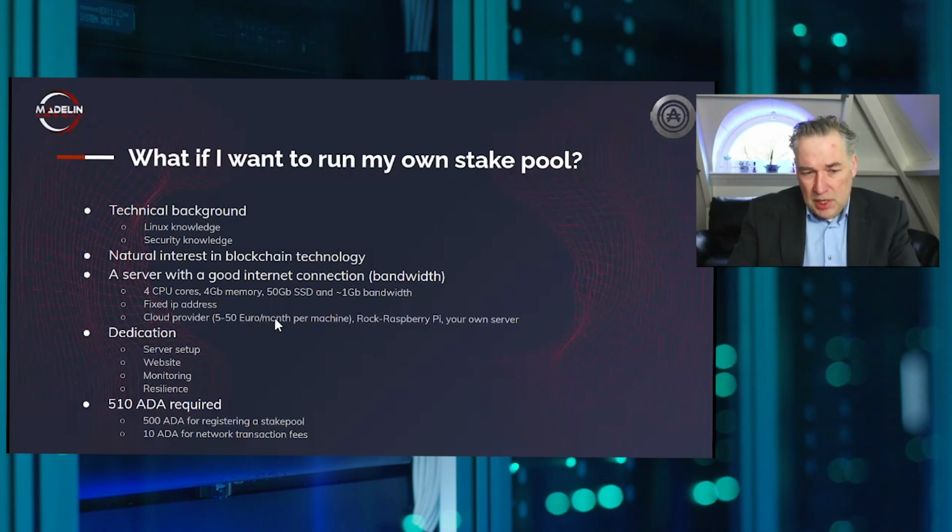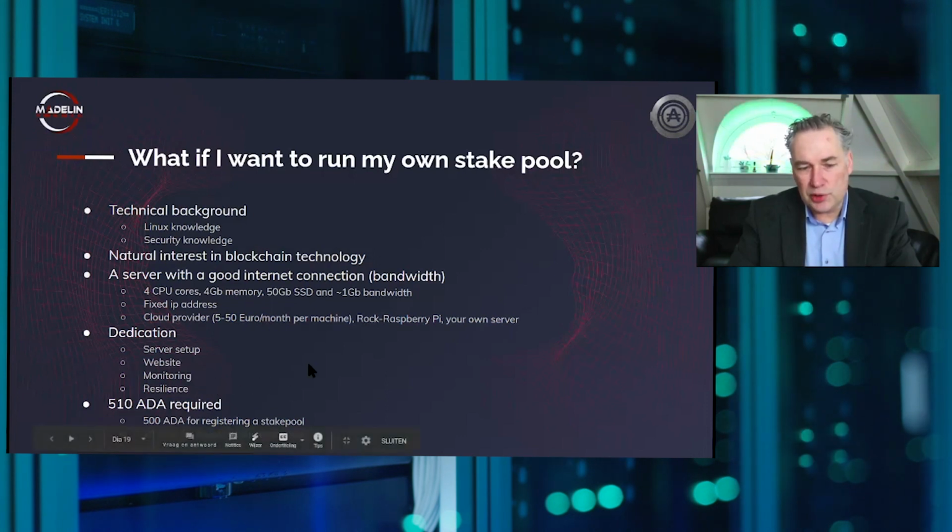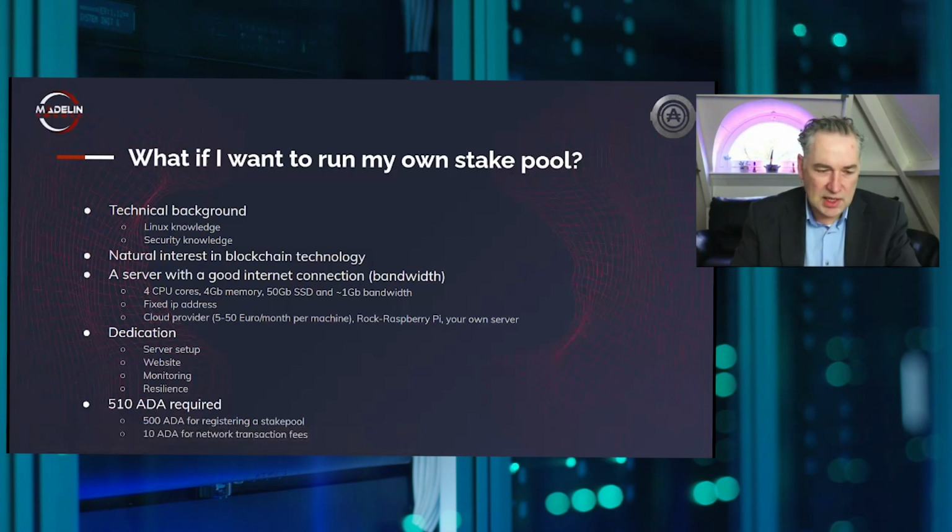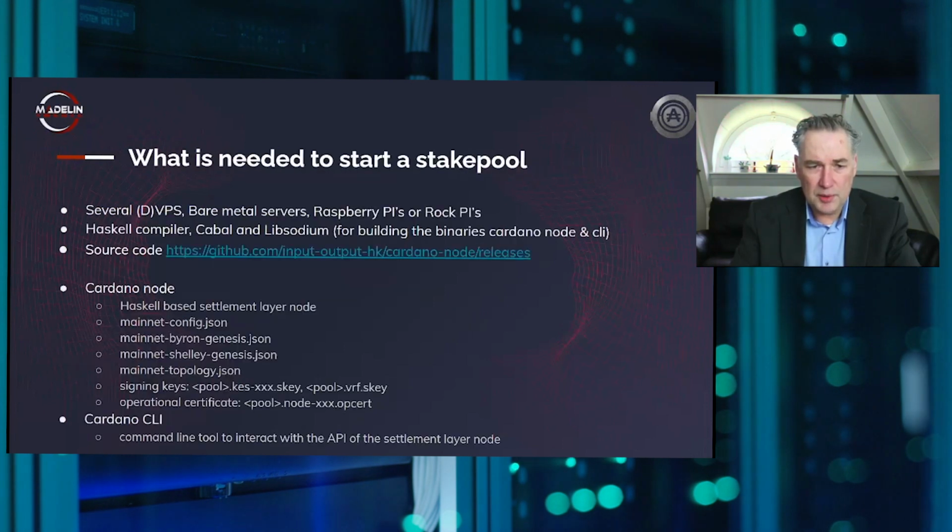It can be a cloud provider server. It can be a ROCK or Raspberry Pi or your own server. You need to set up the server. You have to set up a website. You have to set up monitoring. You have to make sure you have resilience in place. The cost of registration of a stake pool is 500 ADA. And next to that, you need around 10 ADA for transaction fees for setting the stake pool up.